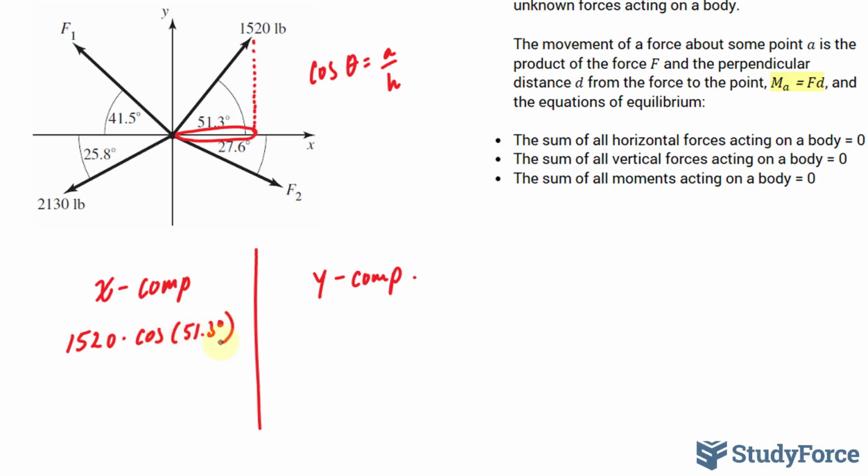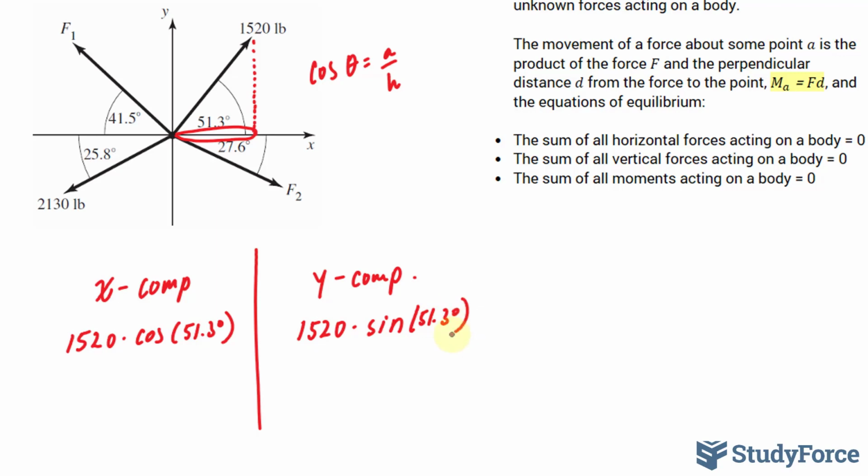And it turns out that every x component that you find will always use cosine. Keep that in mind for the next 3. The y component, on the other hand, is this part. That's the opposite of this angle. Opposite and hypotenuse. What is that? That's sine. So to represent our y component, we'll take 1520 and multiply it by sine of 51.3 degrees.